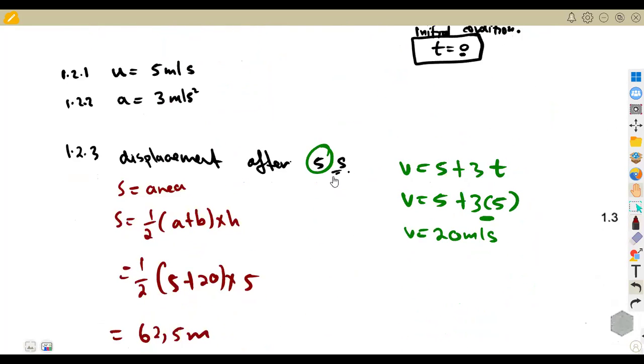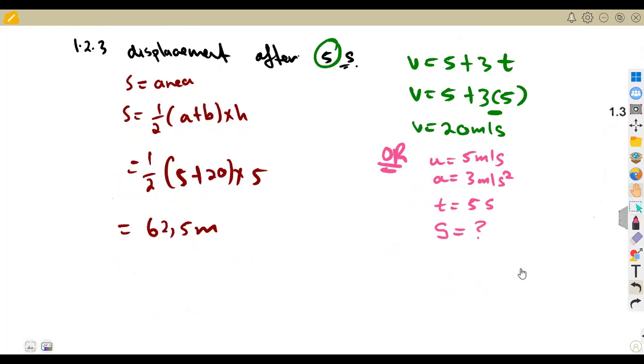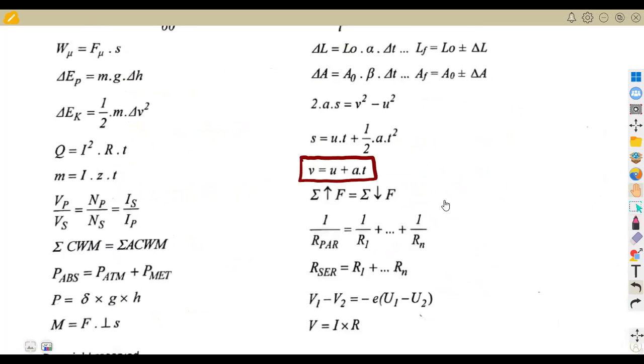So taking into consideration that we have got the initial velocity, this is another way that we could have calculated using our formulas, knowing that we have got our u, which is 5 meters per second, and we also have the acceleration of 3 meters per second squared, and we are given the time, that our time is 5 seconds, and we are asked to calculate displacement, which is s. How can we calculate s? We can take this from our formulas. If you take a closer look, I'm just going to show you your formulas again.